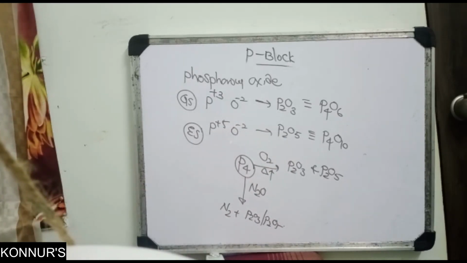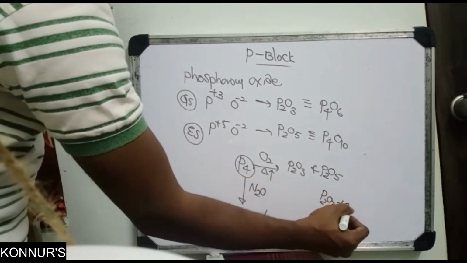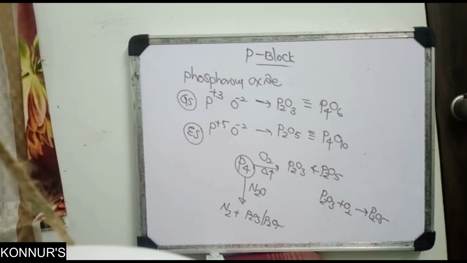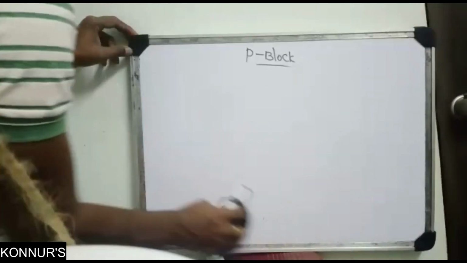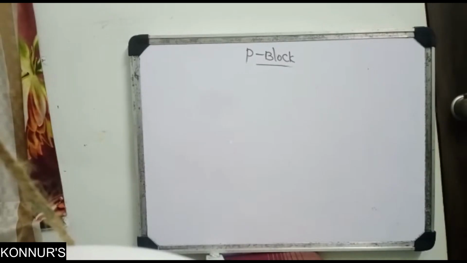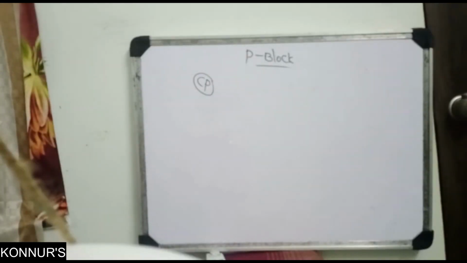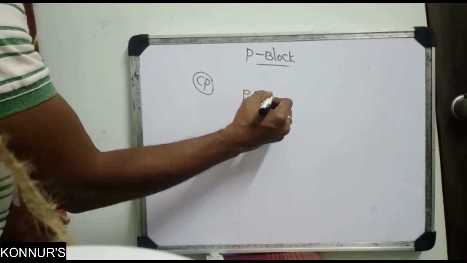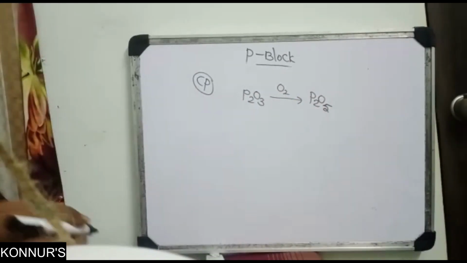Next, chemical properties. If P2O3 is heated with oxygen, you will get P2O5. The reverse is also possible: if you heat with high temperature, oxygen is separated, so P2O3 is possible. So the chemical properties: P2O3 heated with oxygen gives P2O5.